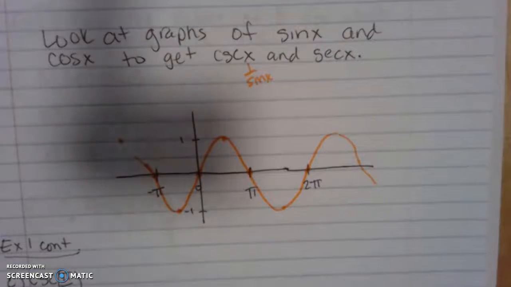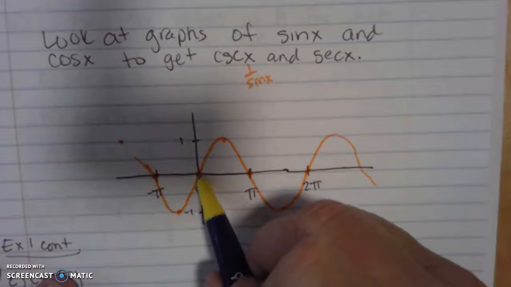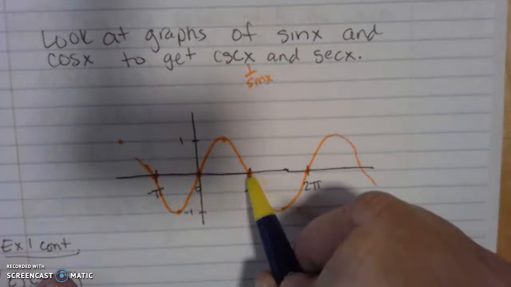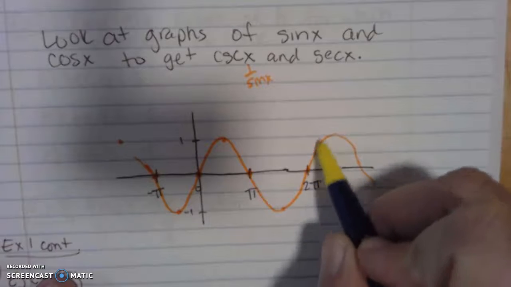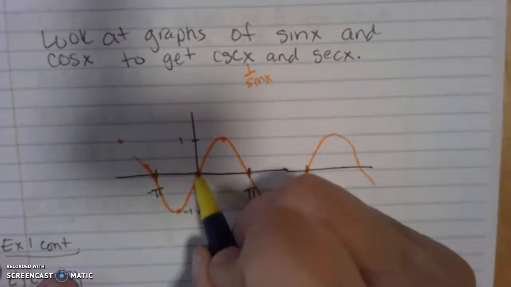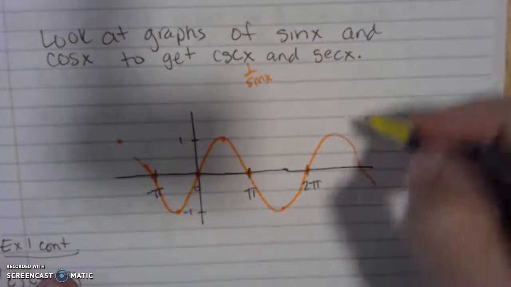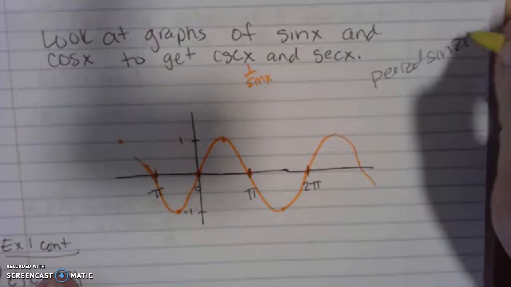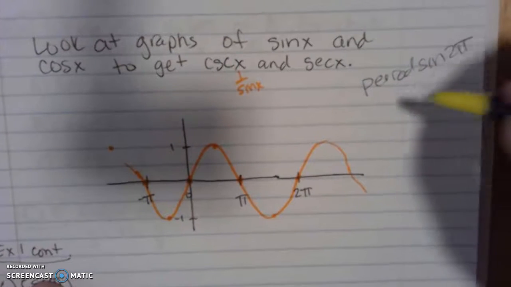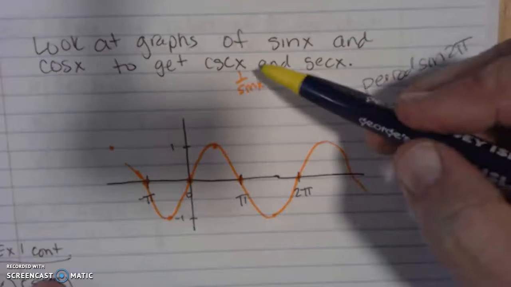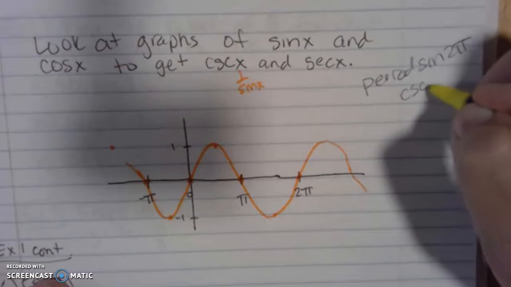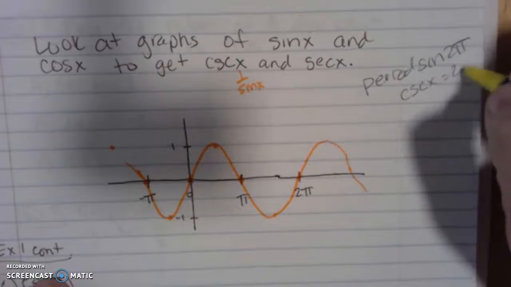What's important to notice here is: when does this pattern repeat itself? So we start at 0. Here's my little snake. I get to 0 again, but my pattern is not repeating. Get to 0 again. Now I'm going to see the pattern. So my period for this one goes from 0 to 2 pi. So the period of sine is 2 pi, and that also means that the period of cosecant is 2 pi.